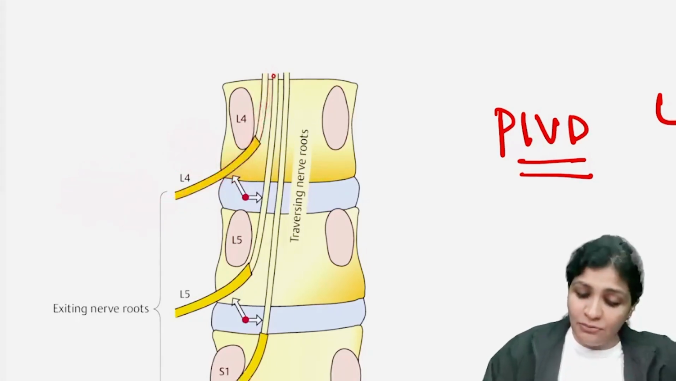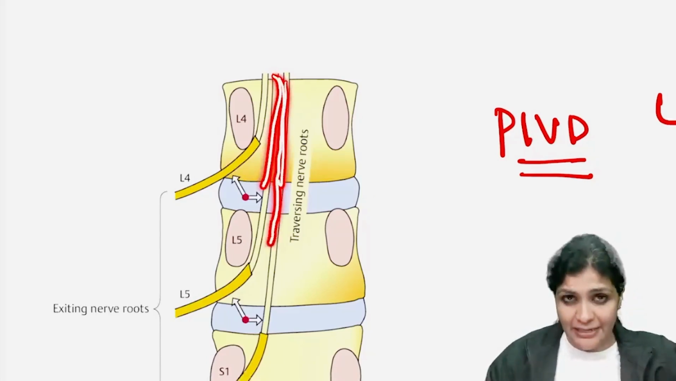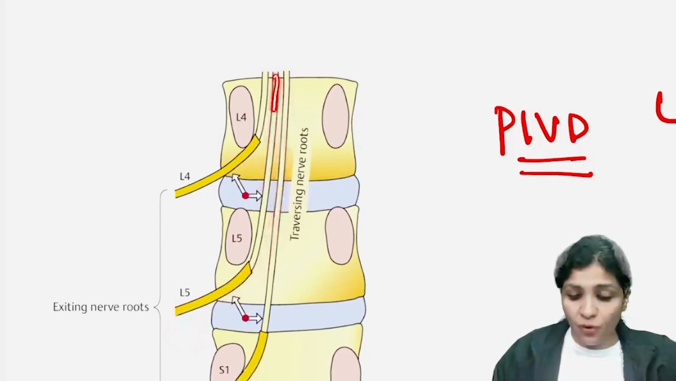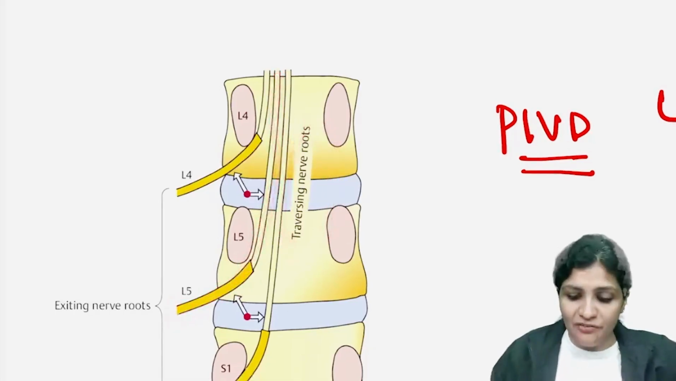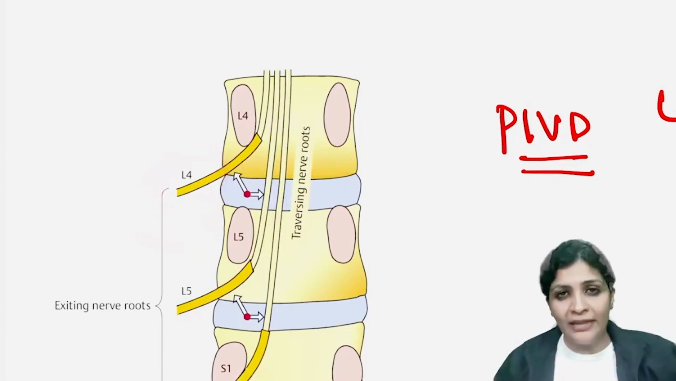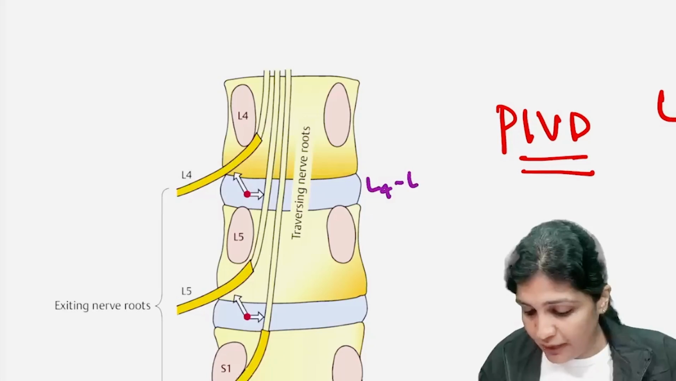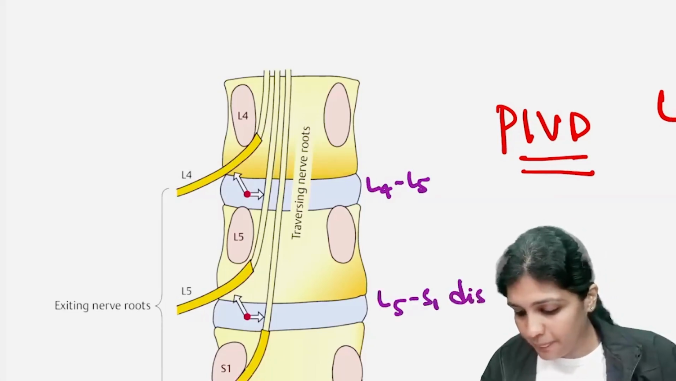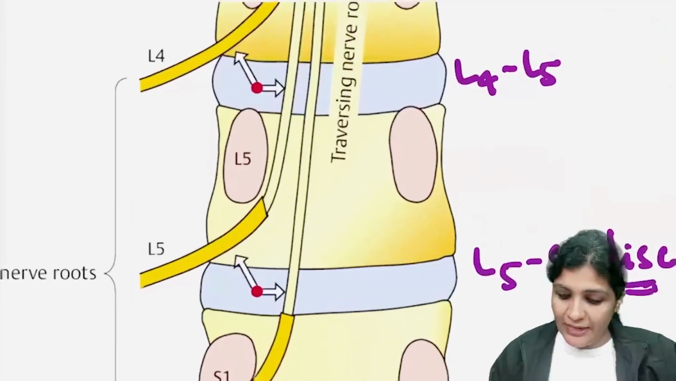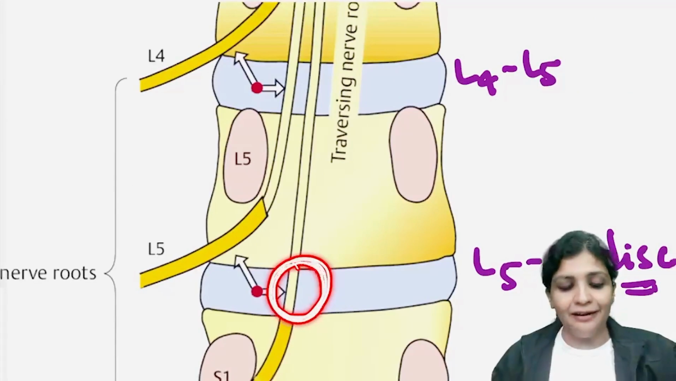Traversing are now the L5 and S1. These two have to cross this disc and then go to their foramens. Whichever is going to the next foramen is called the traversing nerve root. Whichever is exiting at that foramen is called the exiting nerve root. So this is the L4 and L5 disc. This is the L5 and S1 disc. If you see, there is a disc bulge here. Usually what we see is the central disc bulge.